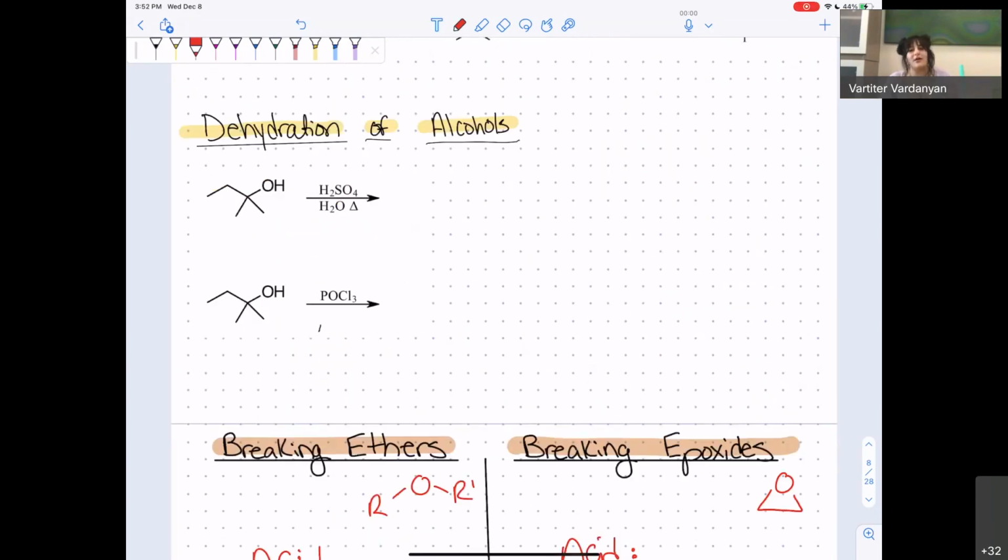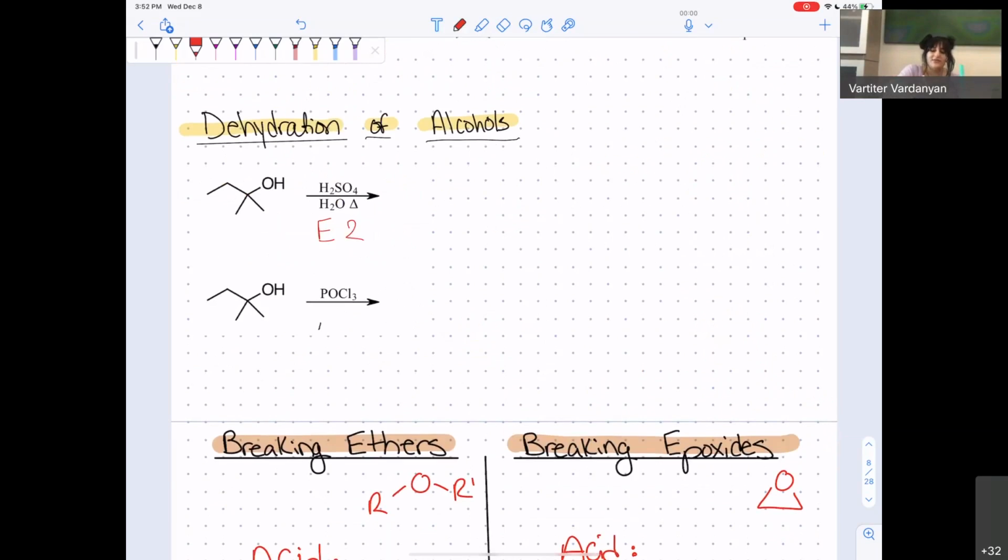Dehydration of alcohols. So basically, I want you to know that H2SO4 and POCl3 are the two different types of dehydrations we're going to do this semester. H2SO4 is E2. POCl3 is E1. This has rearrangements. This does not. So we would get the most stable possible double bond for this one.